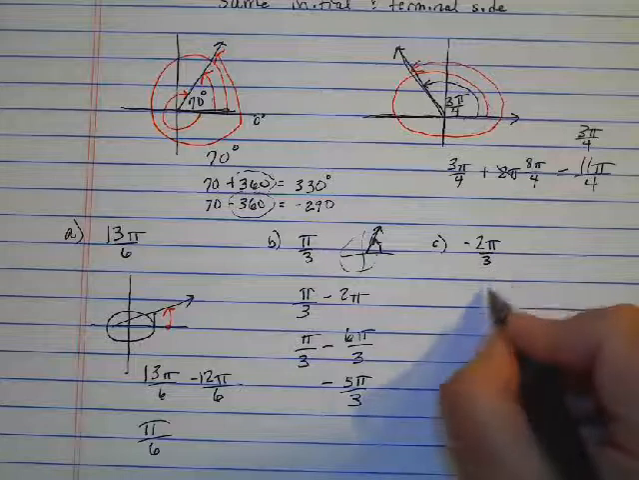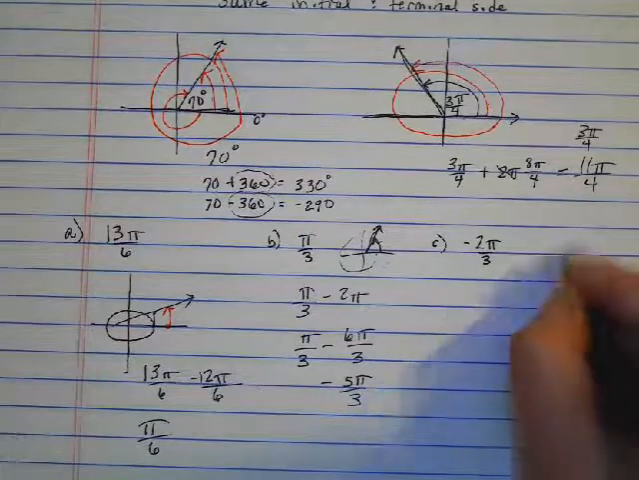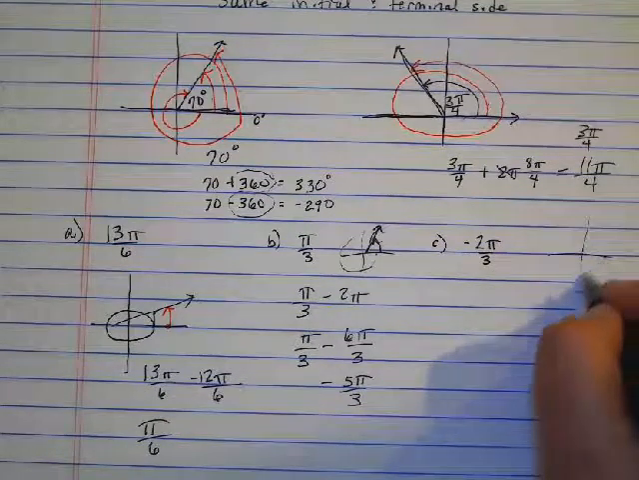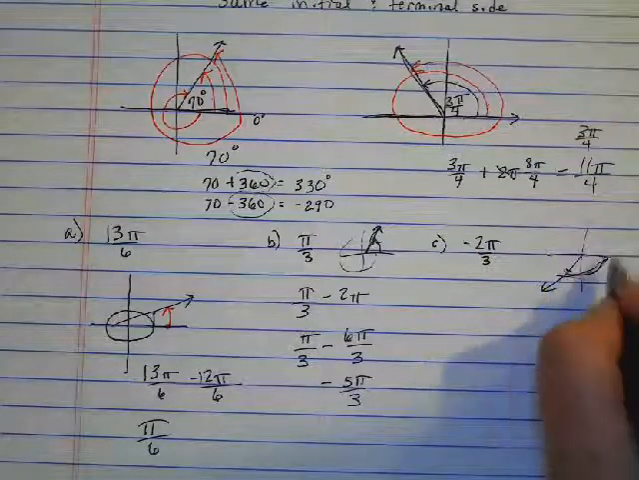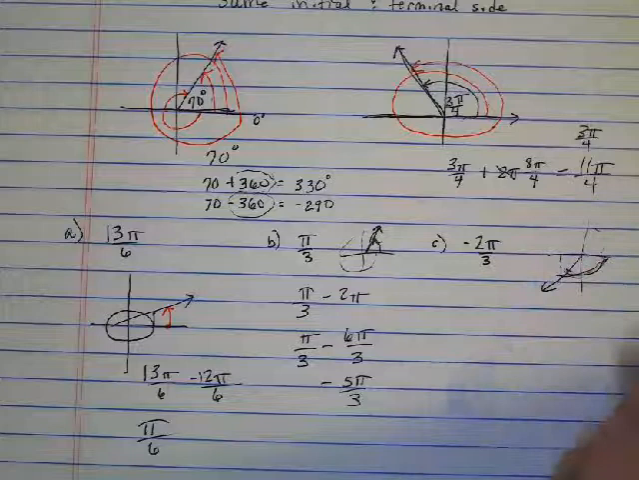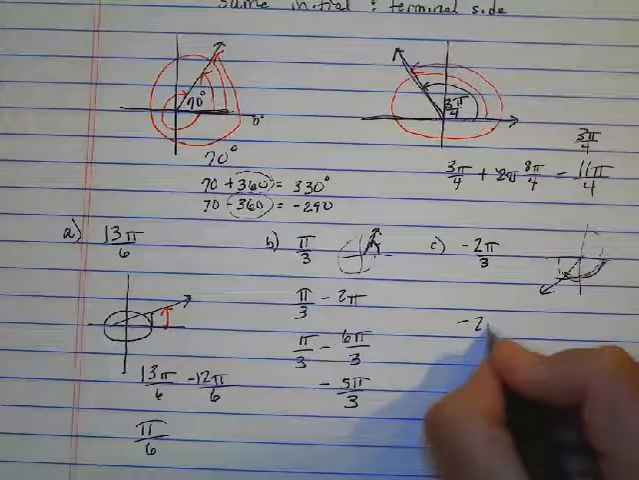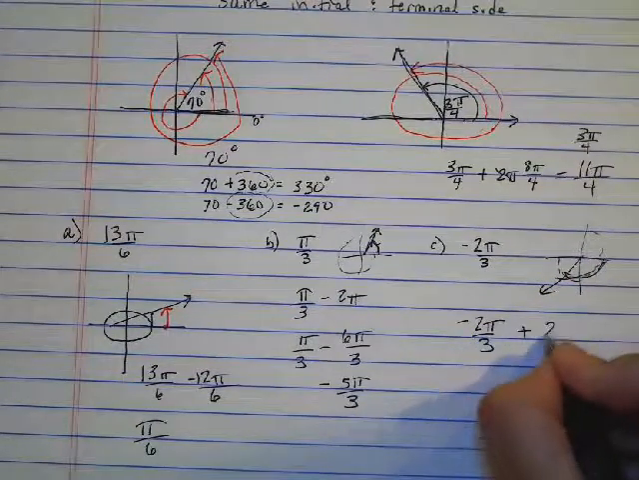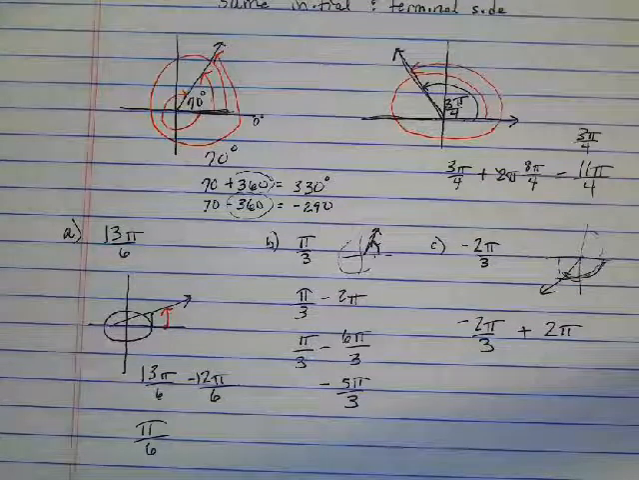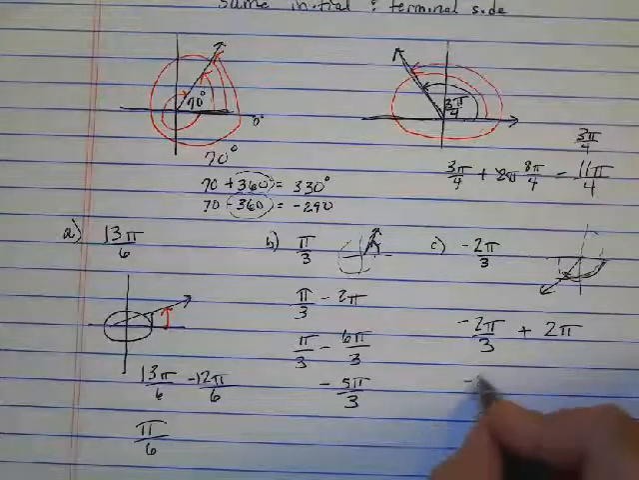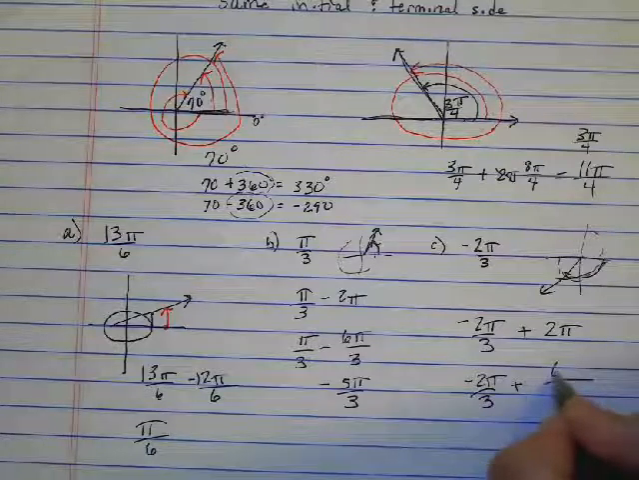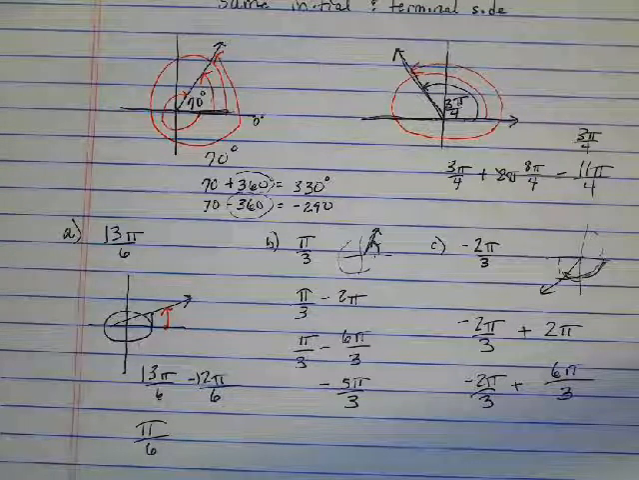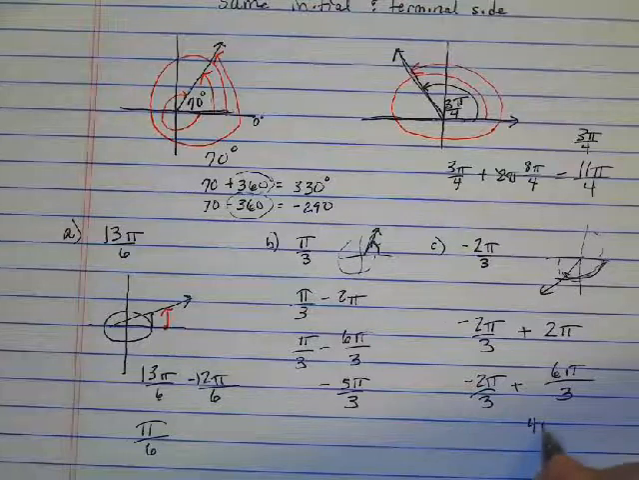The last one, I'm going to just find the first one. A negative 2 pi over 3 is going to be something that goes something like this because it's negative. So I think I'll find the one that goes like this. I'm going to find the positive one. So I'm going to have negative 2 pi over 3, and I'm going to add 2 pi. I want to get a common denominator of over 3. So that becomes 6 pi over 3. So my answer would be 4 pi over 3.